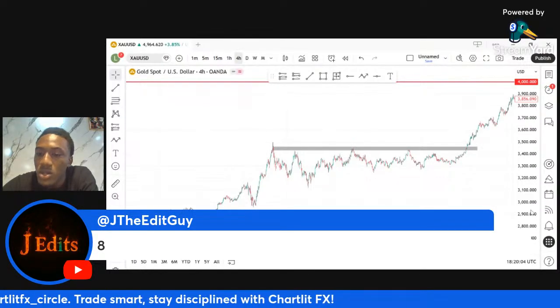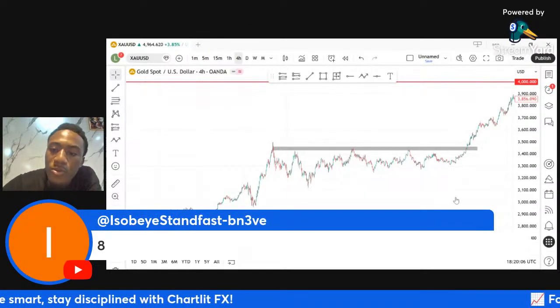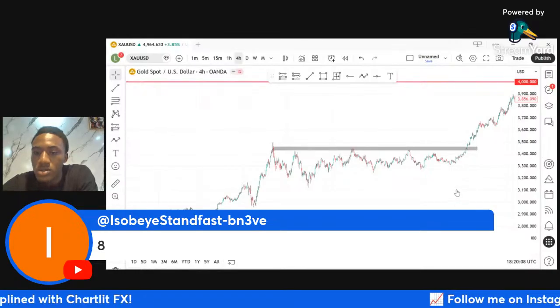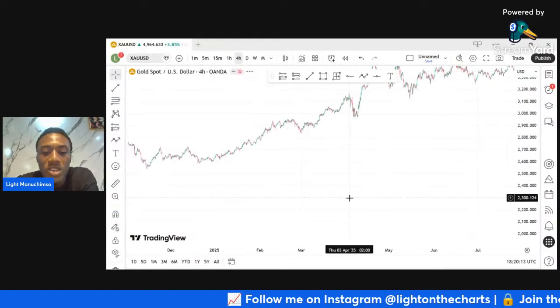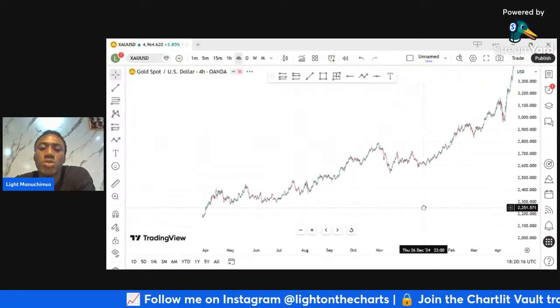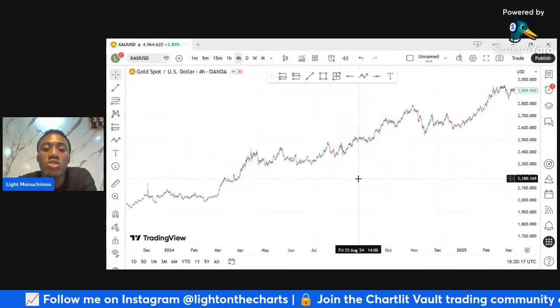All right. Okay, it's making sense to a whole lot of people. So now let's look for the support key level. Now, how do you spot these key levels? I know some of you might be wondering how you spot it.